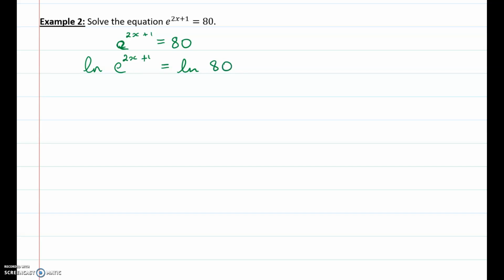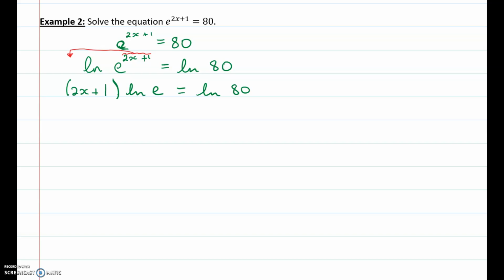Now, what we'll do, if we want to do it by first principles, is we'll multiply down by the power, use the power rule. So multiply down by the power, and because there's more than one term in the power, we're going to put it in parentheses. So 2x plus 1 times the natural log of e is equal to the natural log of 80.